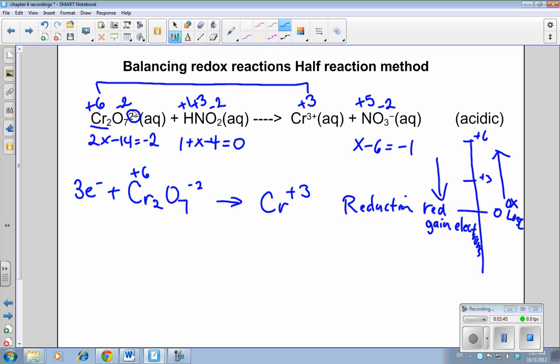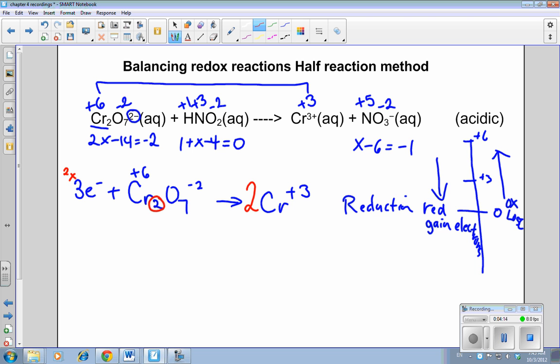I have one main thing here, though. The last little check before I move on from this half reaction: are there any subscripts on the element that changed? The answer is yes. There are 2 here, but there's not a 2 on the Cr 3+, so I need to balance that out. I need to multiply that by 2. Each chromium is going to gain 3 electrons, so I need to actually multiply this guy by 2.